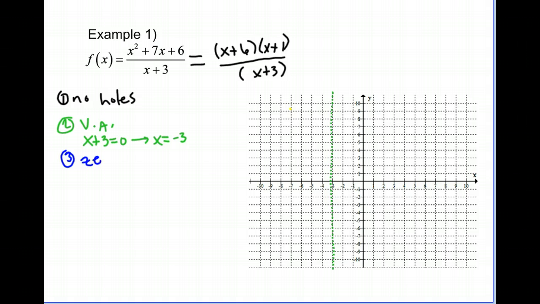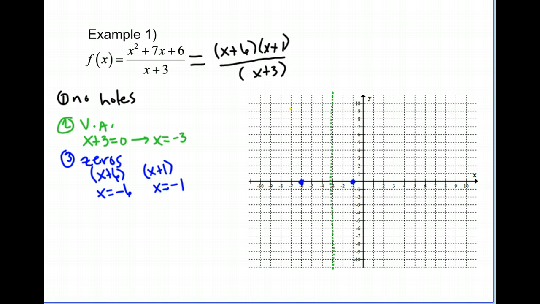The next thing we're going to look at is the zeros. This is where the graph crosses the x-axis, and we want to look at the numerator this time, so specifically x plus 6 and x plus 1. We want to know where either of these is equal to 0. So we know it's 0 when x is negative 6 and when x is negative 1. So if we go here, we've got a 0 at negative 6 and another 0 at negative 1.